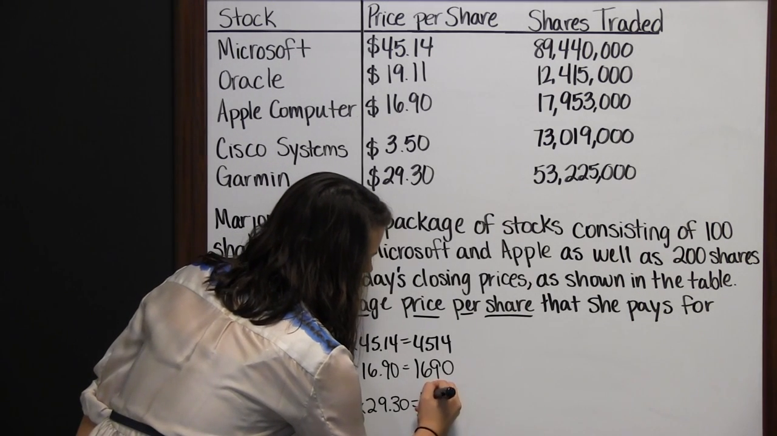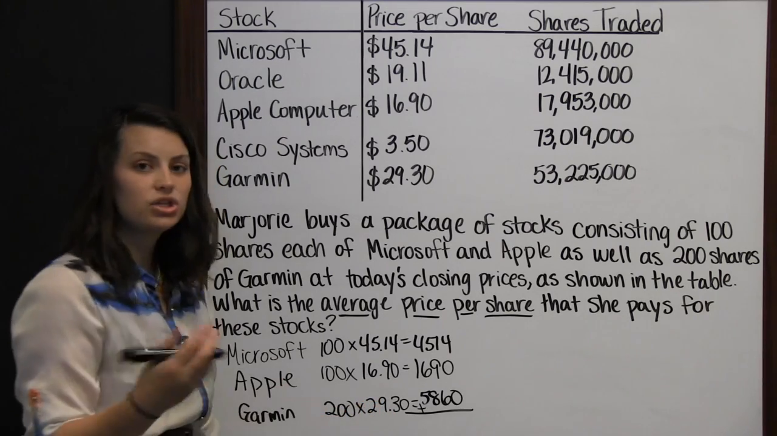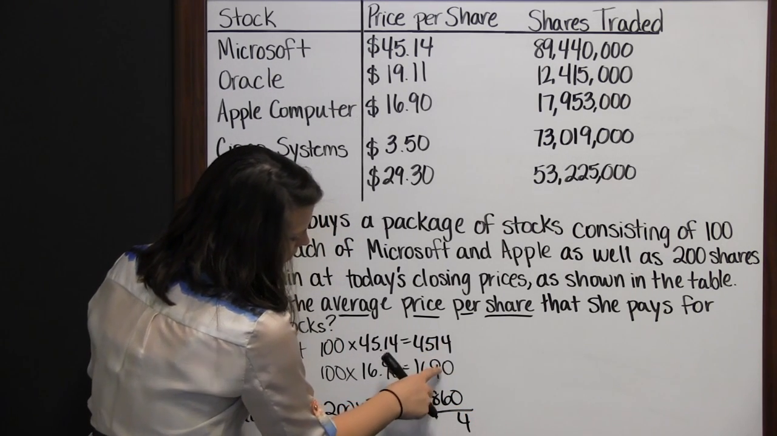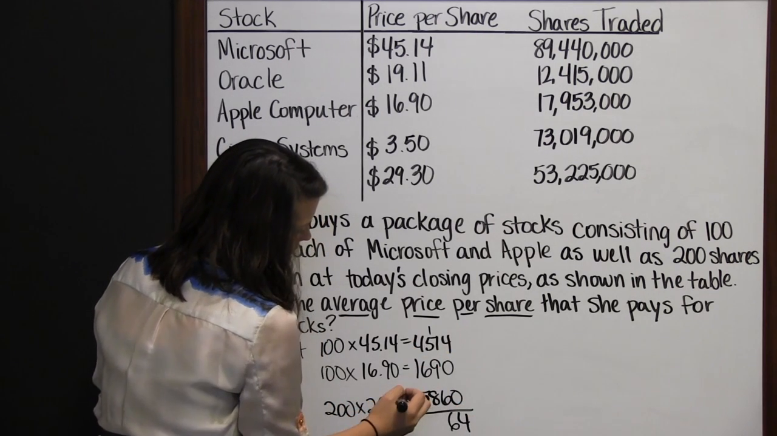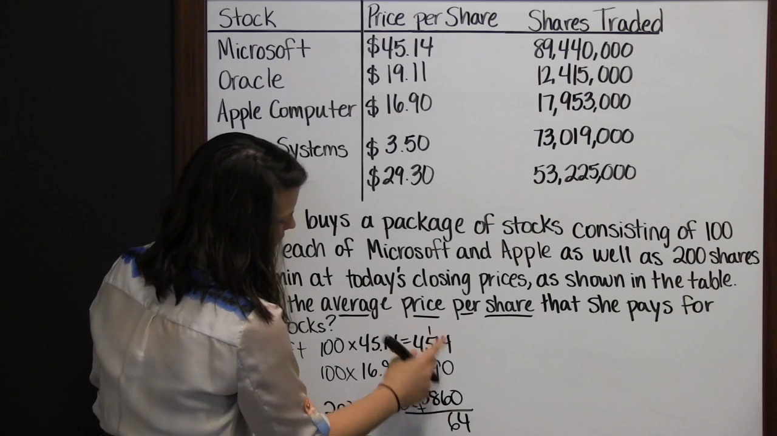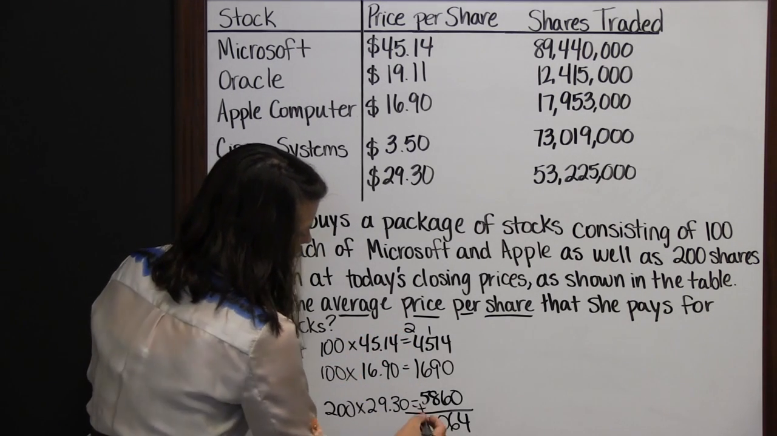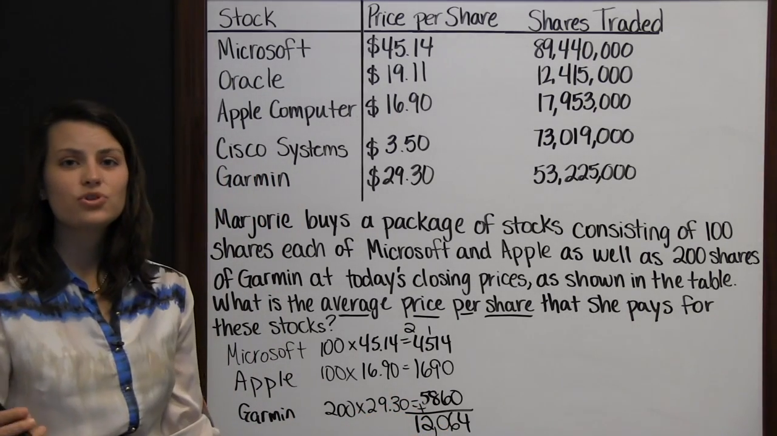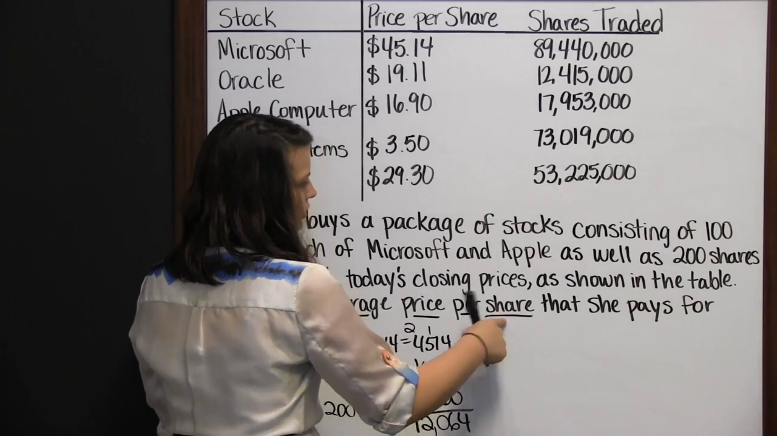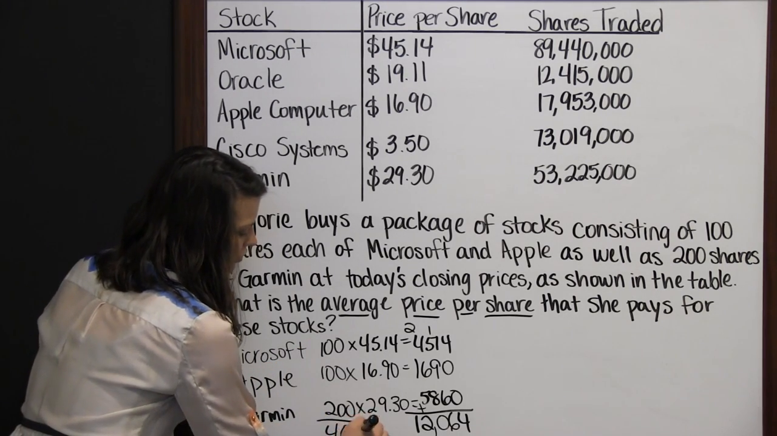I'm just going to move this up a little so I have some more room. So I'm going to add these three costs together to find my total cost or my total price. So 4 plus 0 plus 0 is 4. 1 plus 9 is 10 plus 6 is 16. And then we have 8 plus 6 is 14. Plus 5 is 19, plus 1 is 20. 5 plus 1 is 6, plus 4 is 10, plus 2 is 12. So that means she spent a total of $12,064 on all of these stocks. That's our price. Now we need to find our shares. And that total can be found right here. Just add these up. 200 plus 100 plus 100, that's a total of 400 shares.